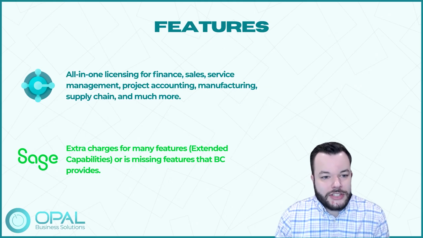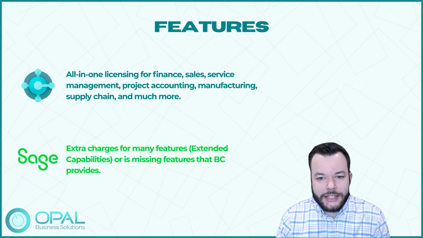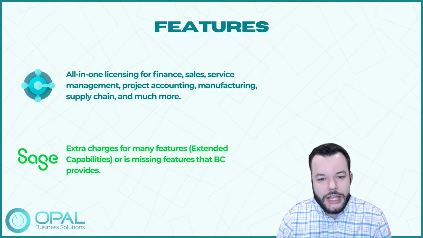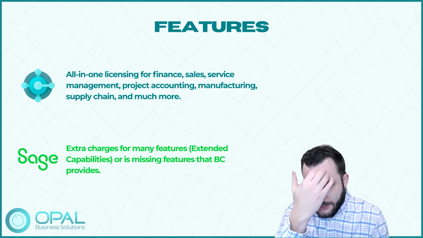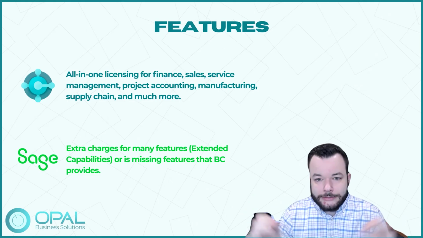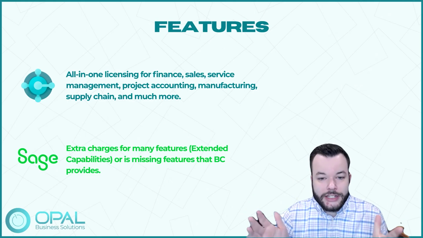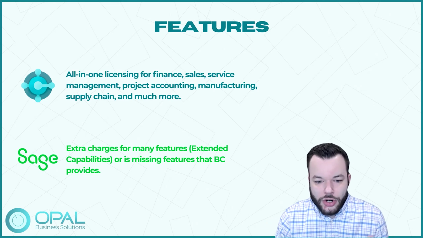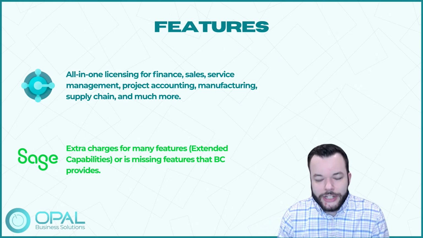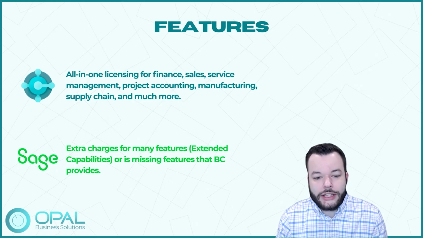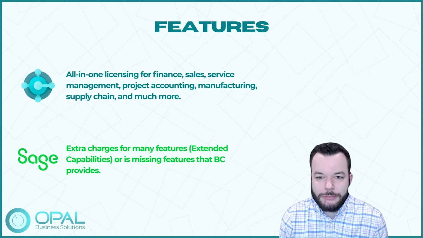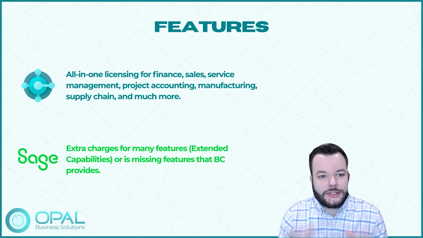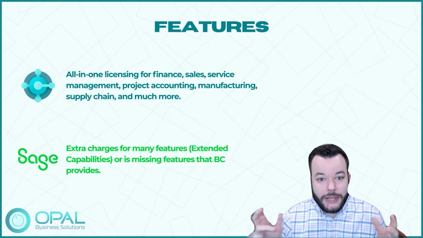For features, Business Central has an all-in-one licensing for finance, sales, service management, project accounting, manufacturing, supply chain, and much more. So lots of different areas in the system. Again, Business Central really tries to focus on being really start to finish inside your guys' entire organization. Whereas Sage has extra charges for lots of features called extended capabilities, or it is actually just missing features that Business Central provides. So Sage, again, really just focuses on the finances, where Business Central really expands out and goes start to finish.